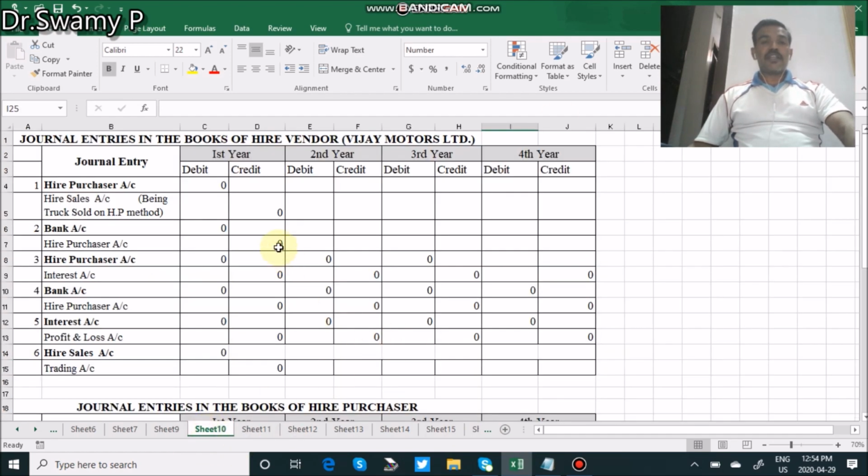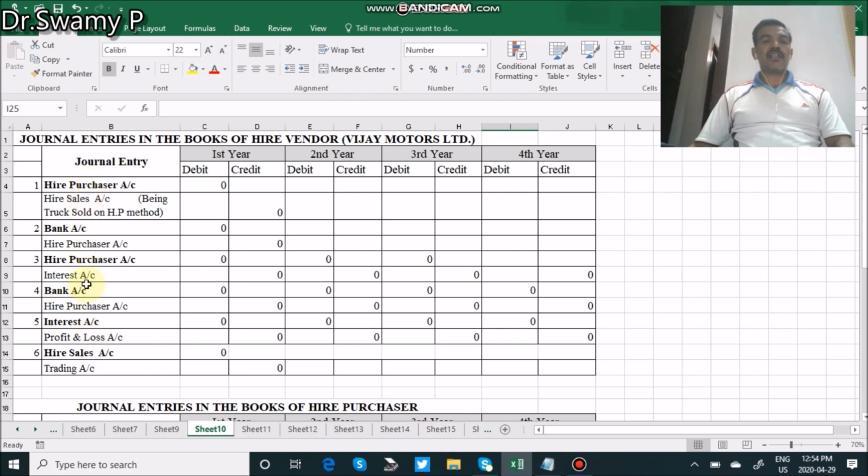And when we come to the journal entries, two parties are involved in this transaction. Journal entries in the books of hire vendor, I have given the name Vijay Motors Limited, hire vendor. Journal entries are like, when the hire purchase agreement is entered into and down payment is received, journal entries are to be recorded, and at the end of every year showing the interest due and receiving the installment amount and transferring the interest account to the profit and loss account. The journal entries are to be recorded.